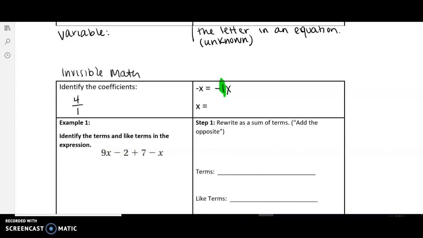So when we have a negative x, we have a coefficient of negative 1. And just like when we have just an x, this is saying that we have a coefficient of just positive 1. So this is just 1x. Those are the same thing. That 1 is invisible. We don't have to write it. You can and it won't be considered wrong, but either way, x and 1x are the same thing, and negative x and negative 1x are the same thing.